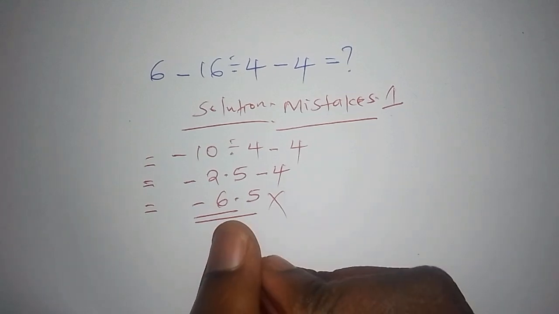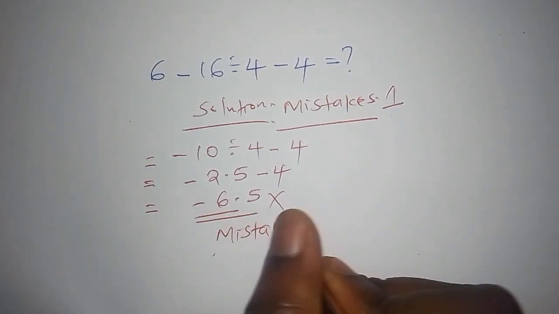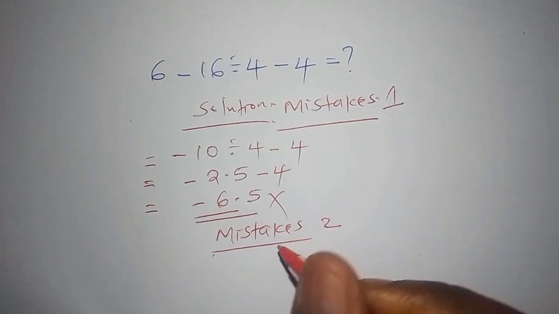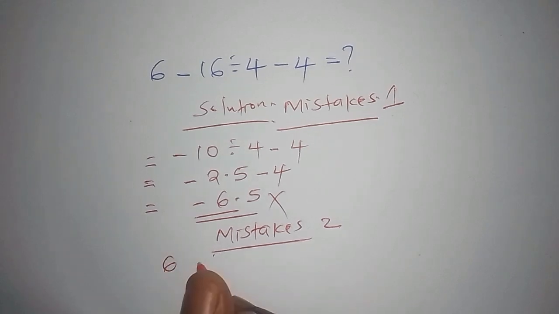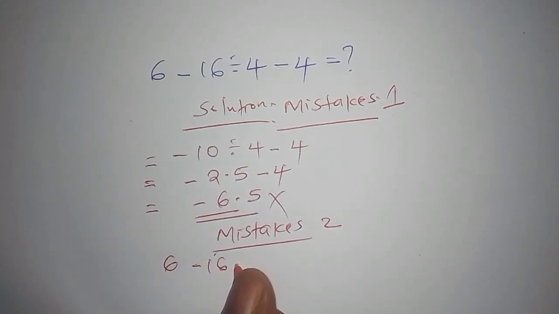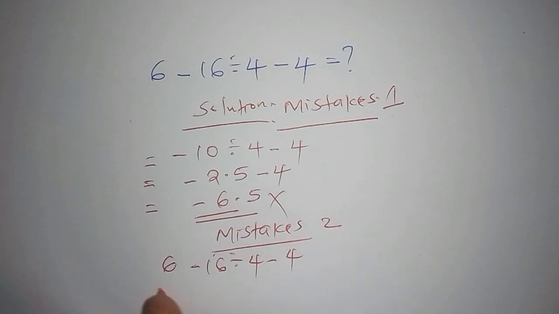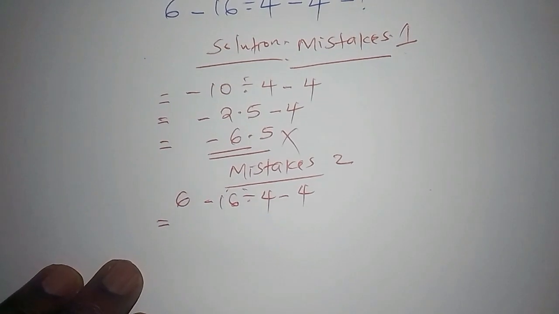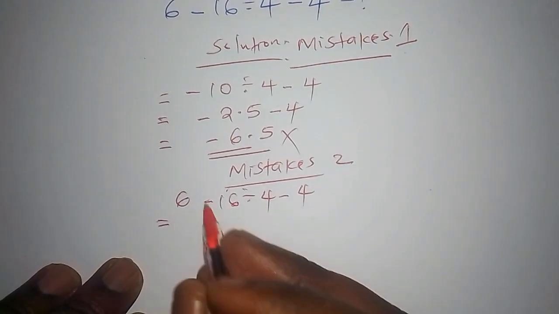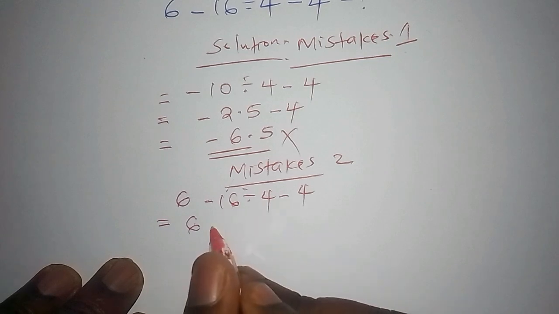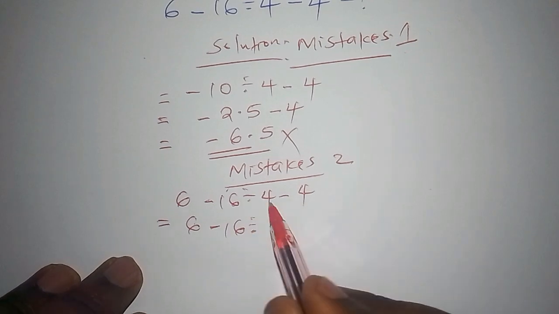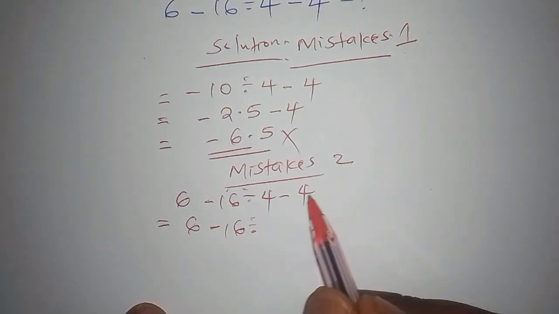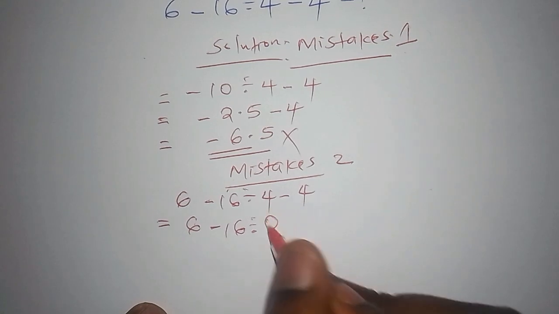The second mistake that was made, under the solution, was picking 6 subtract from 16 divided by 4, subtract from 4. This is how the solution was worked out this way. It was 6 subtract from 16, then divide by 4 subtract from 4. So 4 subtract from 4, the answer automatically becomes 0.